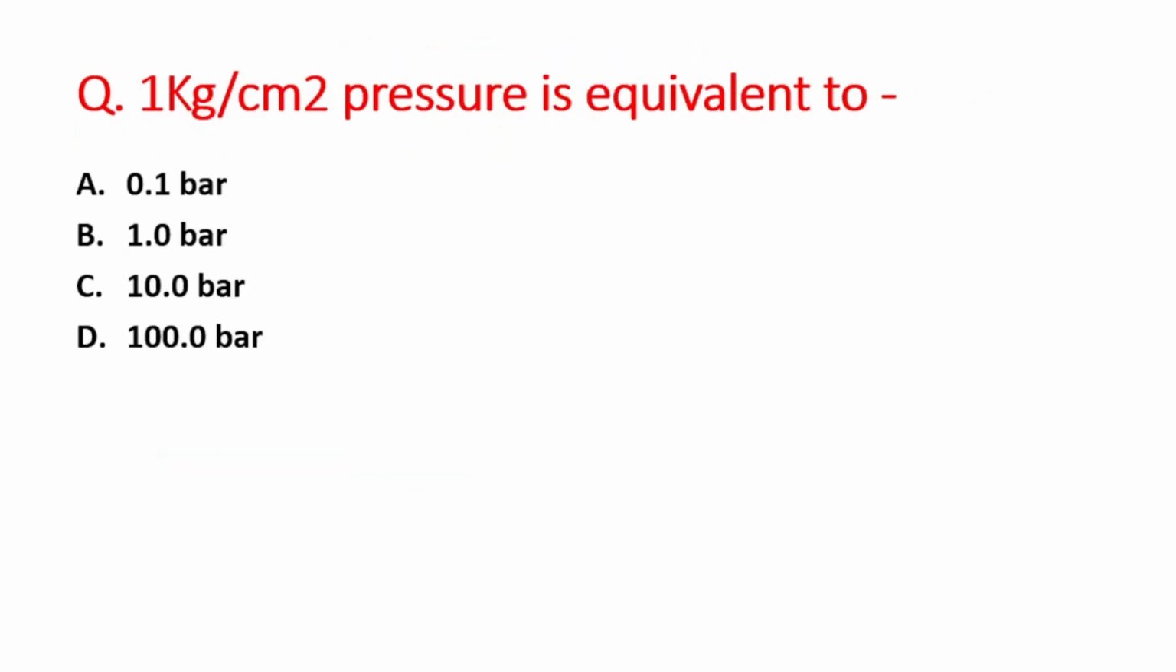Okay. Next question is: 1 kilogram per centimeter square pressure is equivalent to? A option is 0.1 bar, B is 1.0 bar, C option is 10.0 bar and D option is 100.0 bar. The right answer is option B, that is 1 bar.